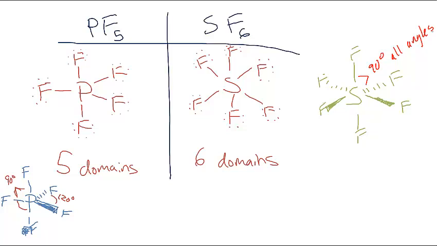So here is SF6. You can see that no matter which way you spin it around, all of the domains are 90 degrees apart from one another. I'll have you guys pass it around. And Ari had a nice little scream as I threw it towards him. Okay.